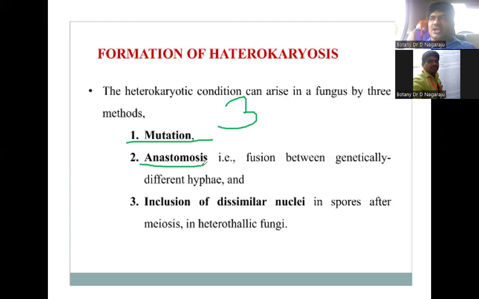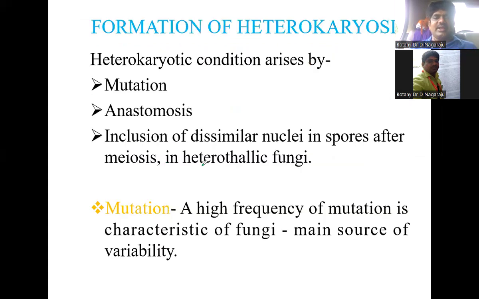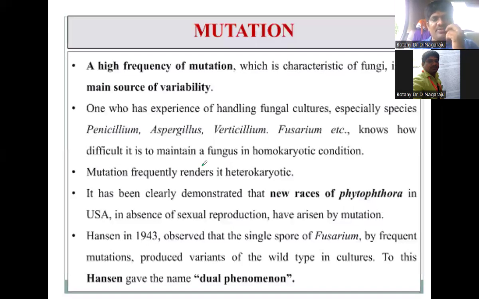Where does it happen? In heterothallic fungi, whenever two opposite strain thalli come together, two opposite strain nuclei, two genetically different nuclei, are mating. After some time, it takes reduction division, meiosis, and at that time it exchanges its genetic material. High-frequency mutation sometimes causes this heterokaryosis.